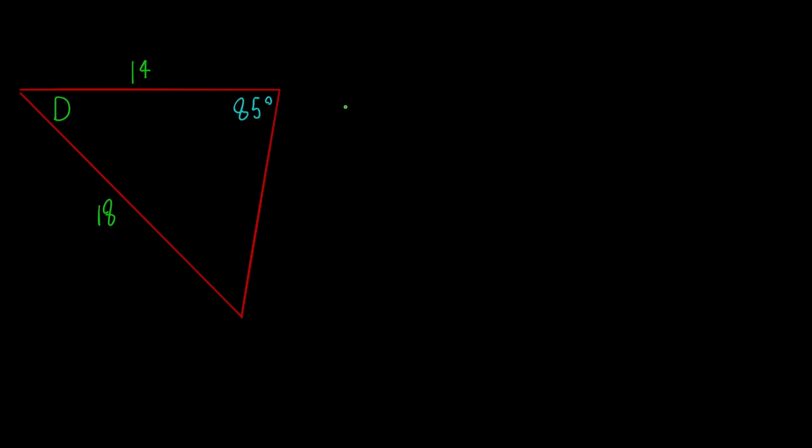So to start, we're going to have that D is an unknown, and I'm going to call this triangle DEF. So let's say that angle E is equal to 85 degrees. Side F is an unknown. Side D is also going to be an unknown. Side E is going to be, remember, opposite to the 85, so we have 18. And side F is equal to 14.